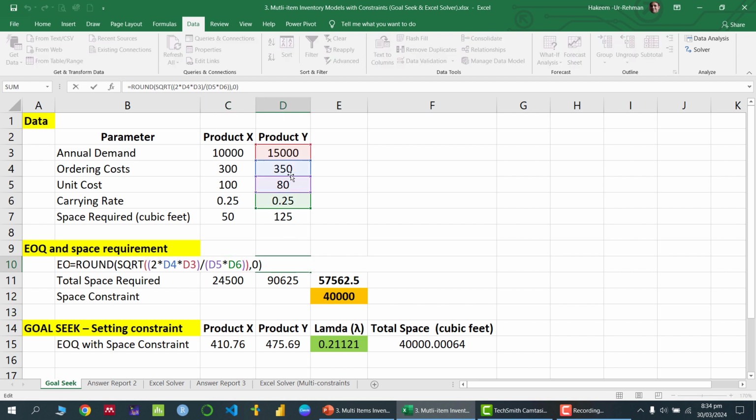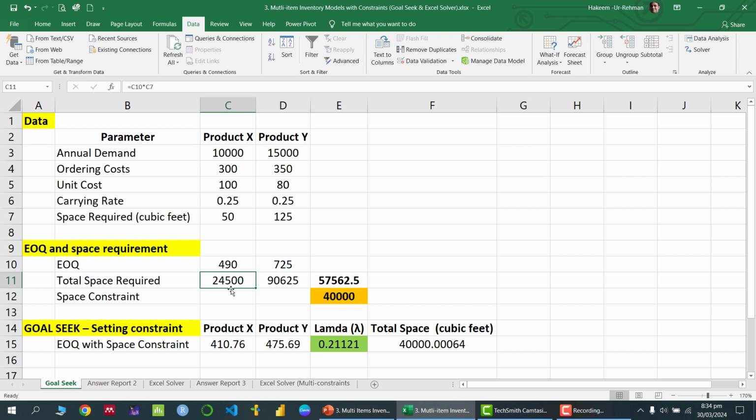Same is the case for product Y. Then we are calculating the total space required. How can you do that? Simply multiply the space required for 1 unit of X by the quantity we have, and similarly for Y. If we sum these, we get this, because we need to find the average space, if you remember the restriction. That's why I'm dividing by 2. So the total space is going to be this one. We are not considering the space constraint here.